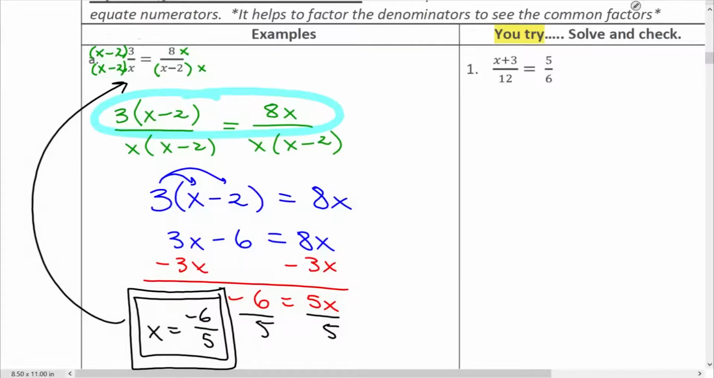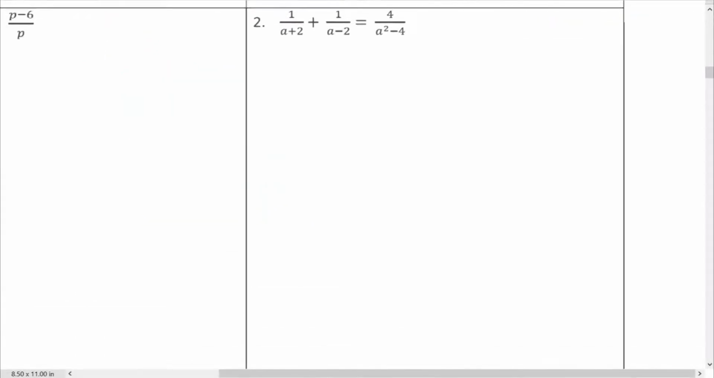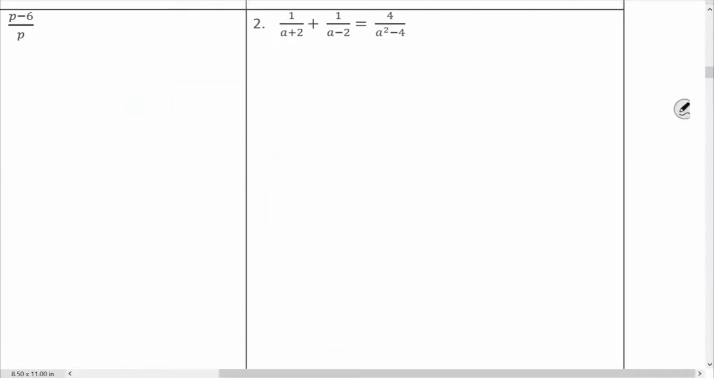The next one I want to try is number 2. The first thing that I'll do is factor all the denominators. The first 2 terms are totally fine. This a squared minus 4 is the difference of squares, which becomes a minus 2 and a plus 2. That is my least common denominator.